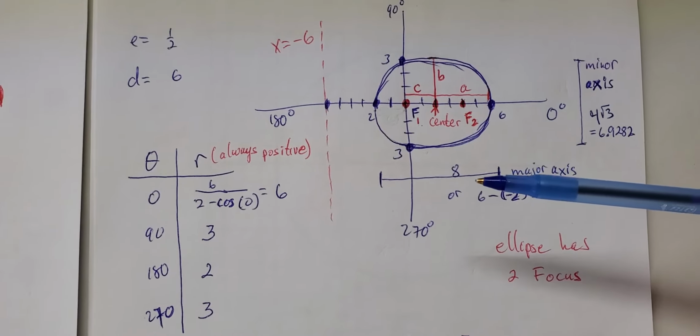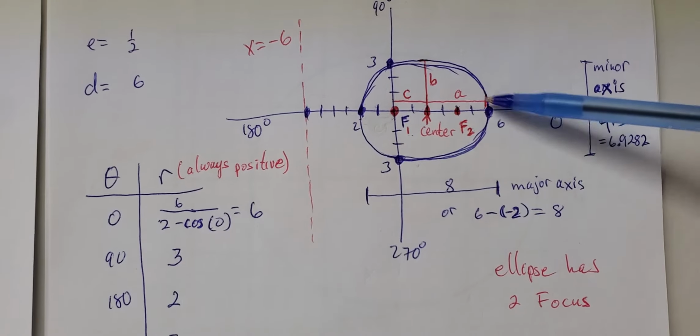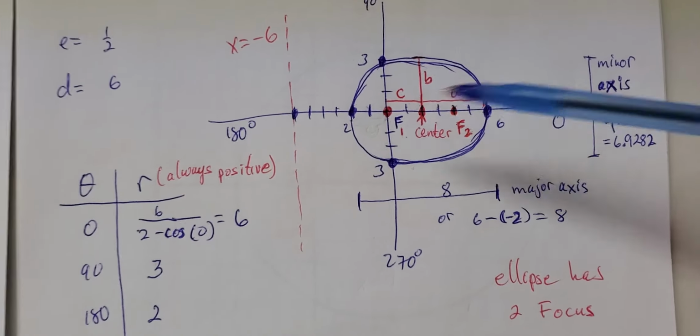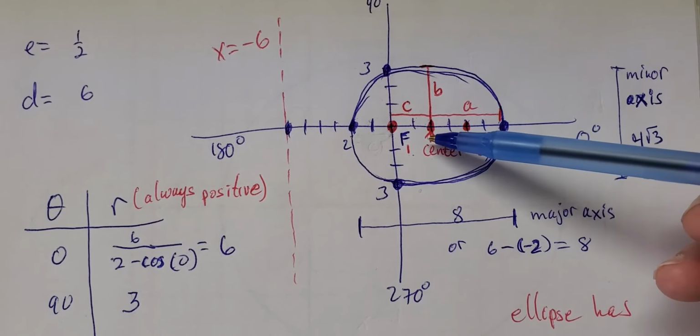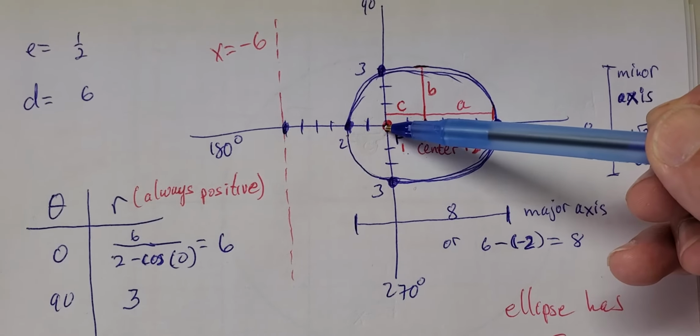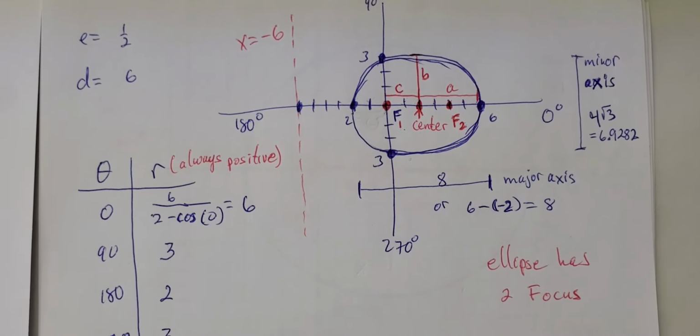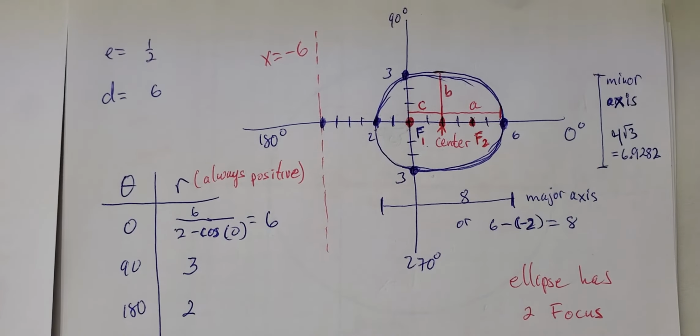Next, we need to find out what a is, what b is, what c is. What is the distance of a? What is the distance of b? What is the distance of c? So be very careful of that, which I did in the last video.